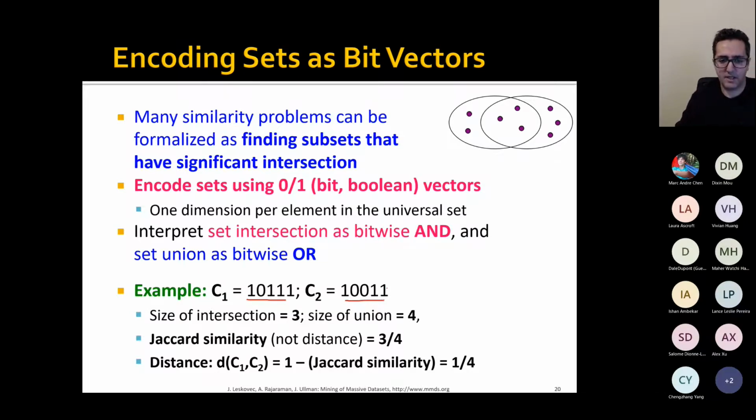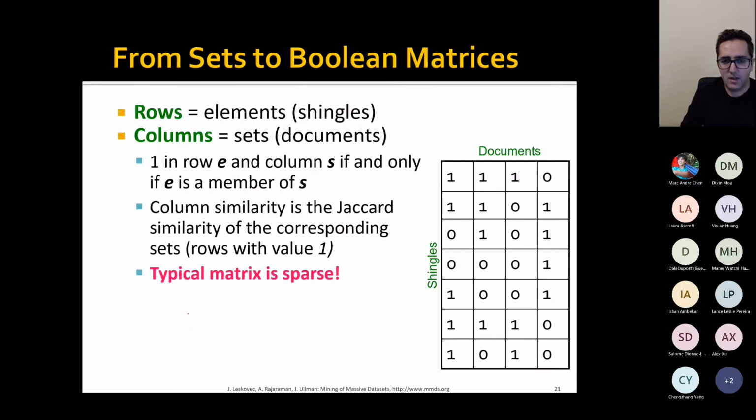So, for example, if you have 2 documents C1 and C2, you can calculate the bitwise AND and then count how many ones you have. That would be the size of the intersection, right? And then you can also take the bitwise OR and then count the number of ones. That would be the size of the union set, right? So it's a good idea to use binary, right?